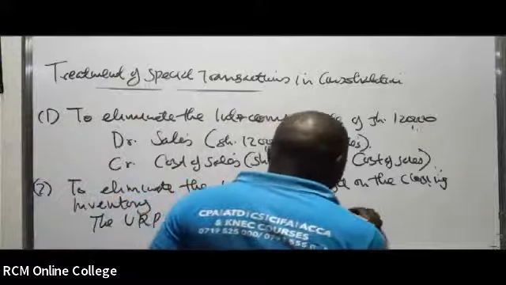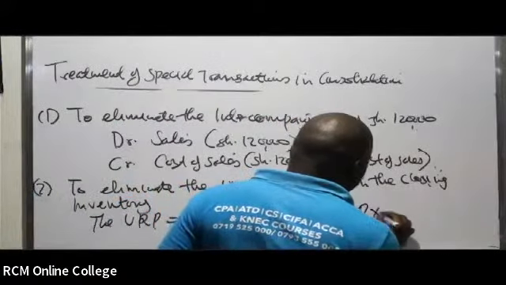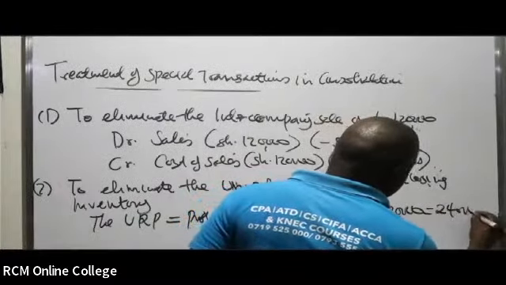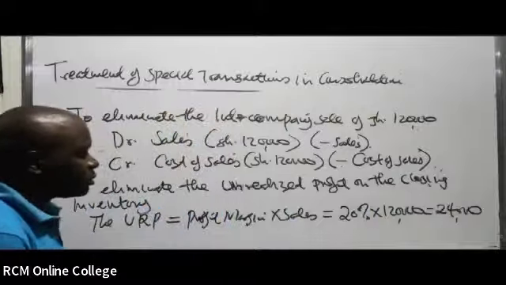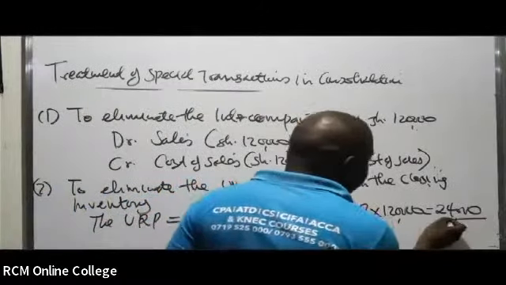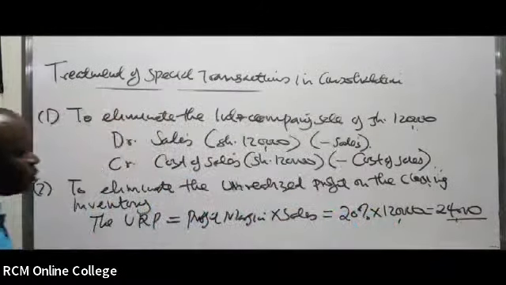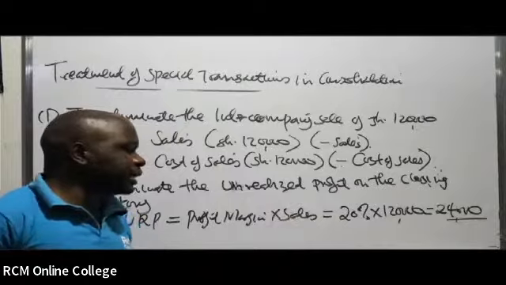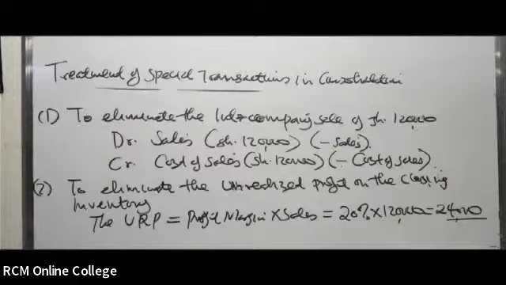In this case, 20% multiplied by 120,000 is equal to 24,000. So this is how basically you get the unrealized profits. You're using the margin. The profit margin is exactly 20%, multiplied by the sales. So in this case, what do we end up having to do?